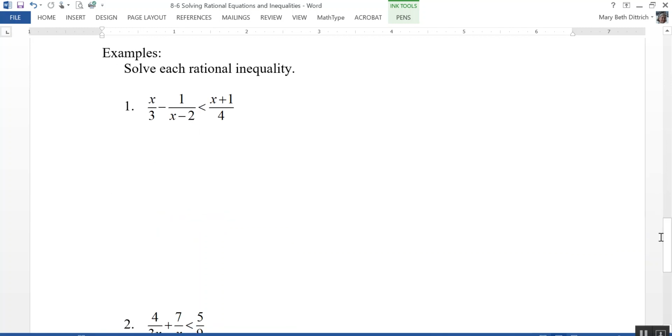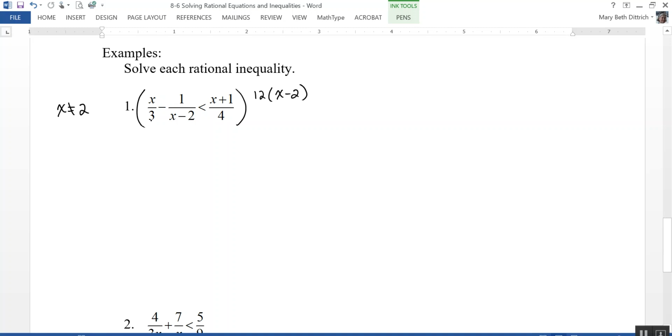So here I have x over 3 minus 1 over x minus 2 is less than x plus 1 over 4. My excluded values, the only thing I have in the denominator is an x minus 2, so x cannot equal 2. And let's go ahead and solve this as though it were an equation. My common denominator is going to be a 12 and an x minus 2. And go ahead and put that over 1 if you want. And we need to distribute that 3 times to each part of this inequality.